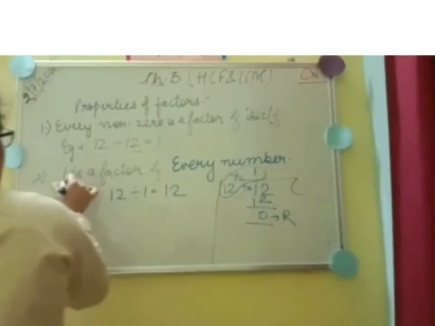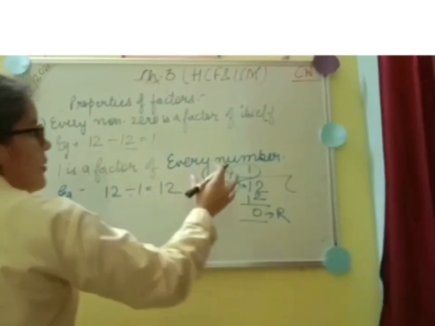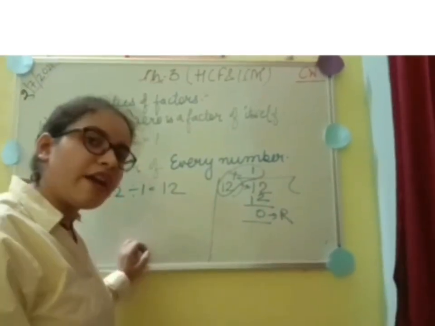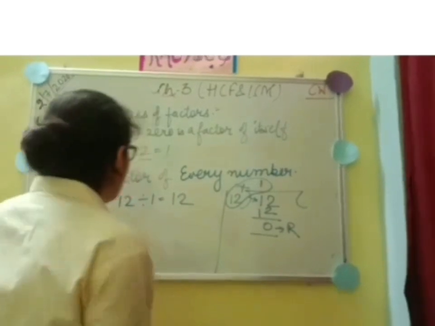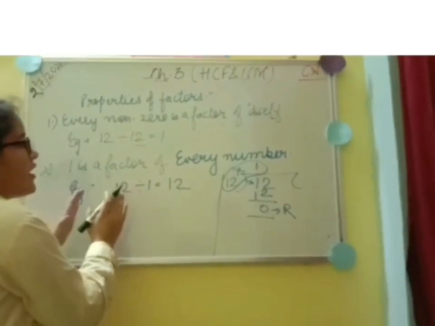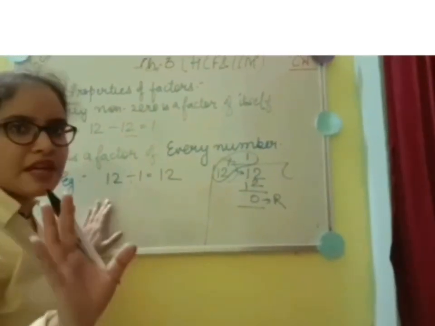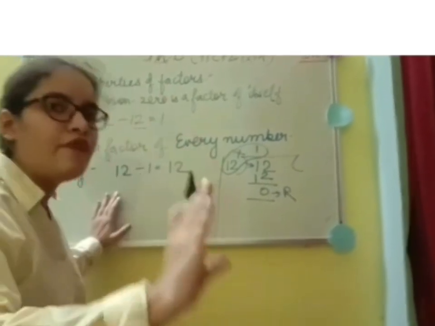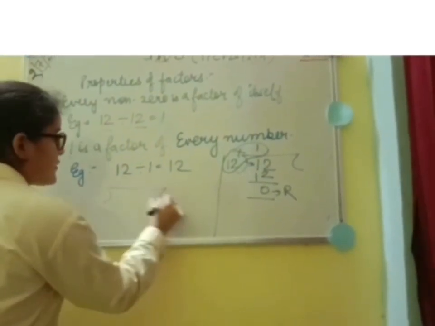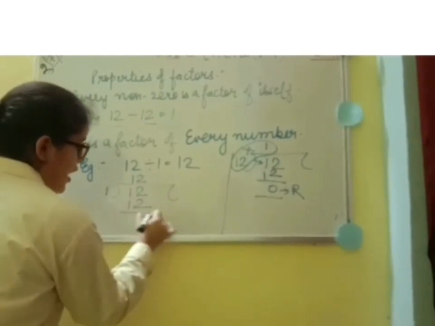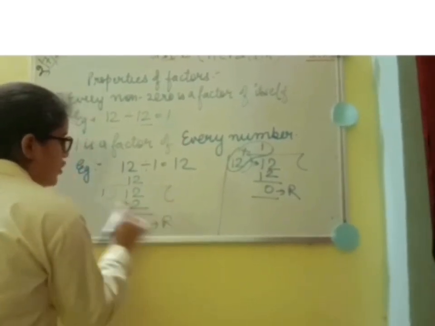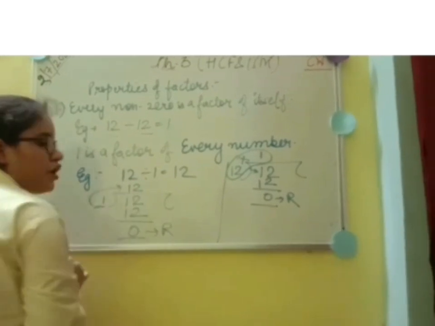Second property: 1 is a factor of every number, and a number itself is a factor of itself. So 12 is a number, and 1 is a factor of 12 also. See over here like this. Now 1 12 is a 12 and remainder is 0. So your 1 is a factor of your 12.